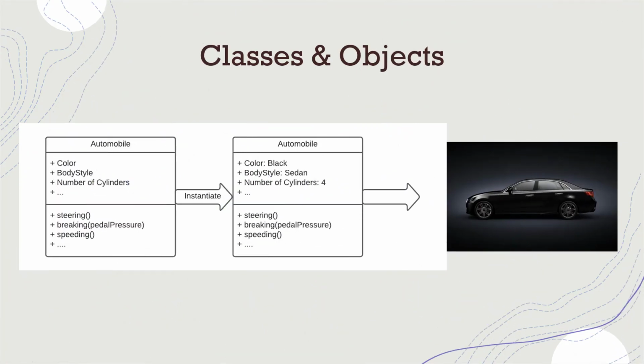To make the relationship between classes and objects more clear, let's consider a couple more examples. Here we have class automobile, and you can see a few of its general attributes showing up in the class diagram as variables. They are color, body style, and number of cylinders. To instantiate this class and turn it into an object, we need to give these variables a value. We give values of black, sedan, and 4 to color, body style, and cylinders respectively, and then we have an object. Just like that and just like magic, the class turns into an object.